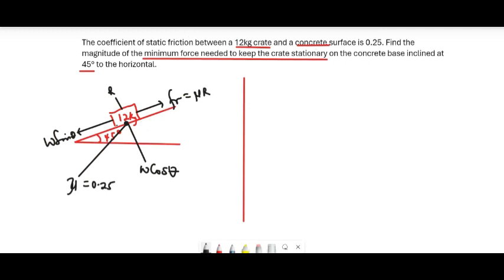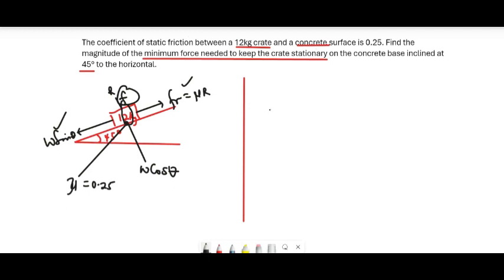Now, for us to keep the crate stationary, that is to remain at the same point, we need a force here that can keep the crate right there. But we have a force bringing it down, and we have another. So we need a balance. That's the meaning, right? So for us to get a balance between this and this, we need to subtract the two forces to get this, and that is the minimum force to keep the crate stationary. Does that make sense? All right.